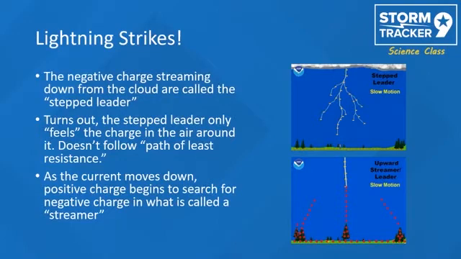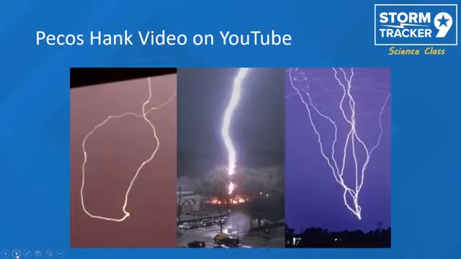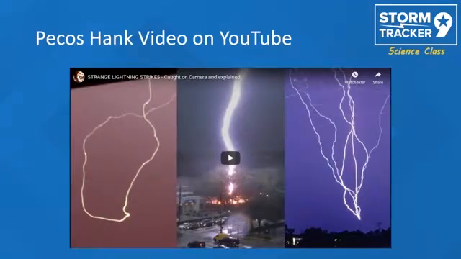270,000 miles per hour. I'm going to play you guys a quick video, put my mic on mute real quick here. This is from Pecos Hank, and he is a storm chaser and scientist. I'm just going to play you a quick snippet from his video to give you guys a quick idea of what these stepped leaders and these streamers look like.